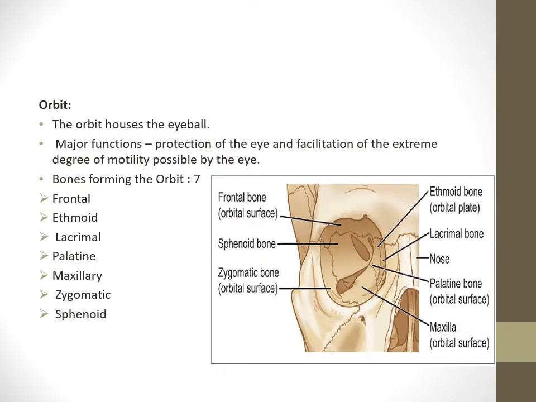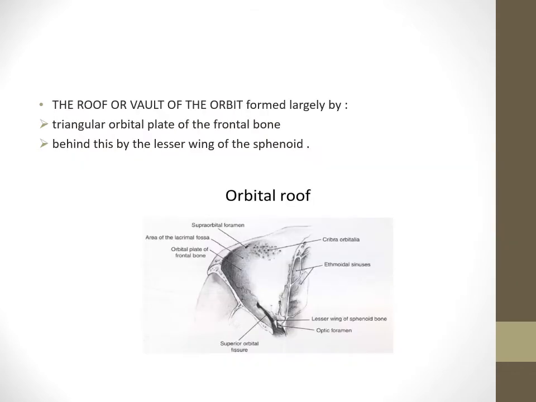The orbit houses the eyeball. The major function of the orbit is protection of the eye and facilitation of the extreme degree of motility possible by the eye. The bones forming the orbit are: first the frontal bone, ethmoid bone, then the lacrimal bone, palatine bone, maxillary bone, zygomatic bone, and sphenoid bone. These bones form the various walls of the orbit and the margins of the orbit.